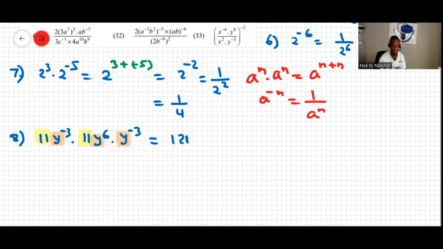So in this case, we can just write 1y, and then according to this law of exponents, we're going to add the exponents. There will be negative 3 plus 6, negative 3. And then all this makes 121 y to the power of 0. And then the law of exponents is like, this is a corollary or definition, any number raised to the power of 0 is 1. And then this will be just equal to 121.